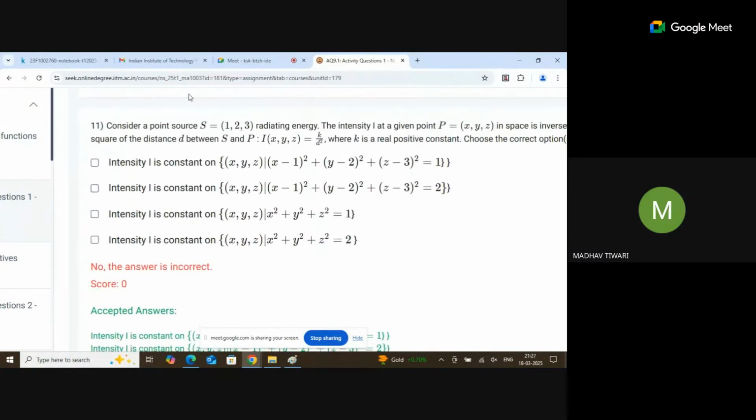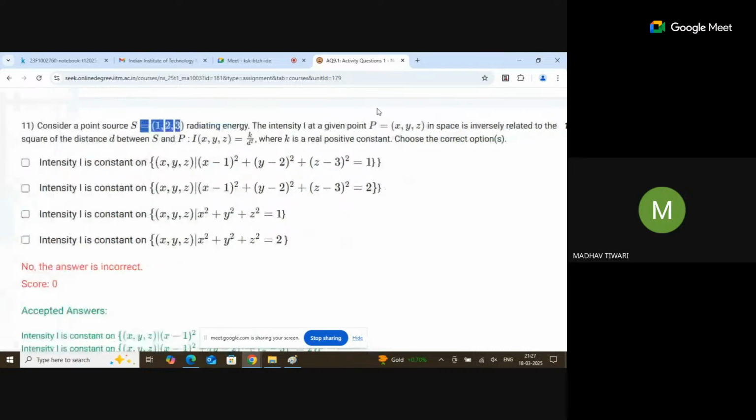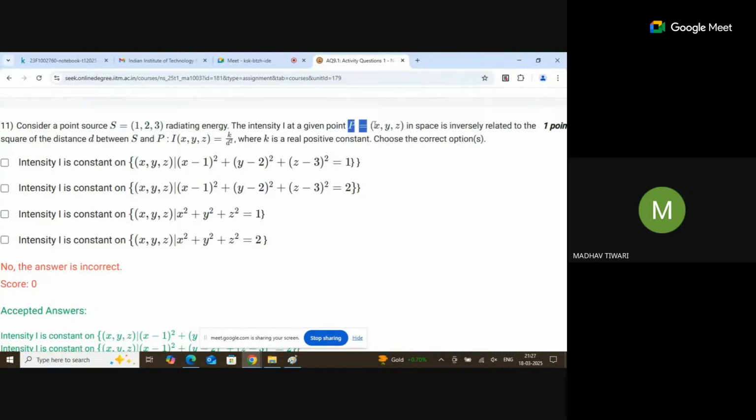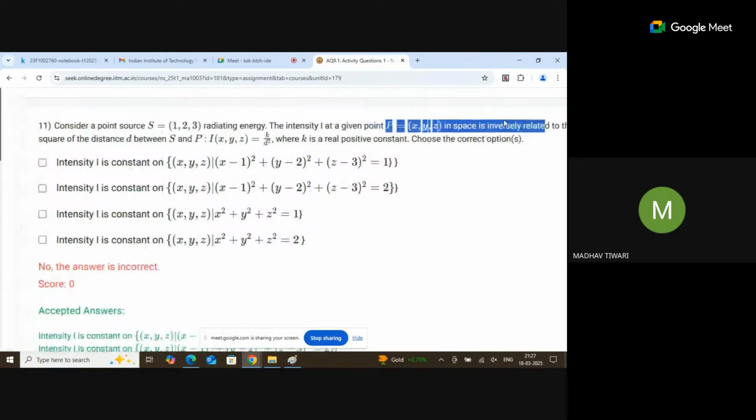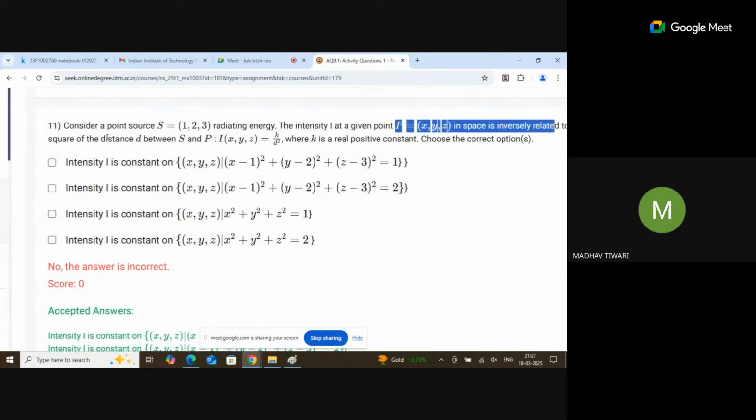In this one, you are given a point source 1, 2, 3, radiating energy. Intensity at P in space is inversely related to the square of the distance between S and P. If you want to find out the intensity at point P, it will be the inverse of the distance square. It is given here, intensity is given by K by D square. So you have to find out where intensity is constant, for x comma y comma z.